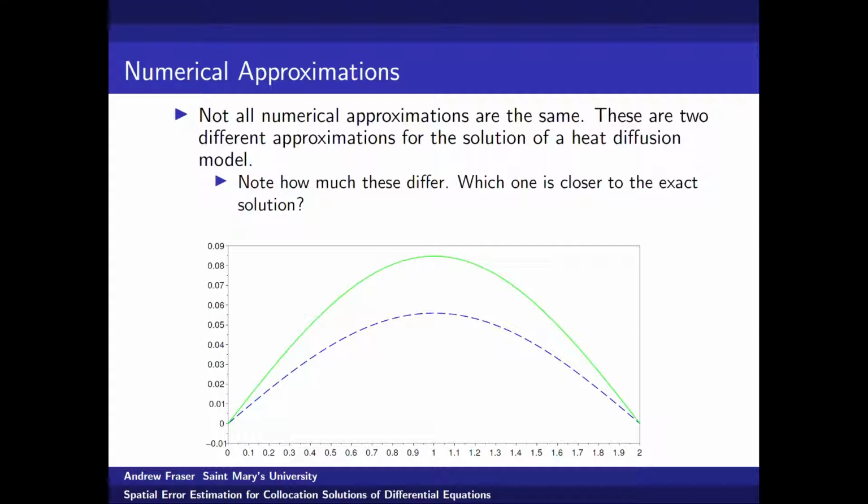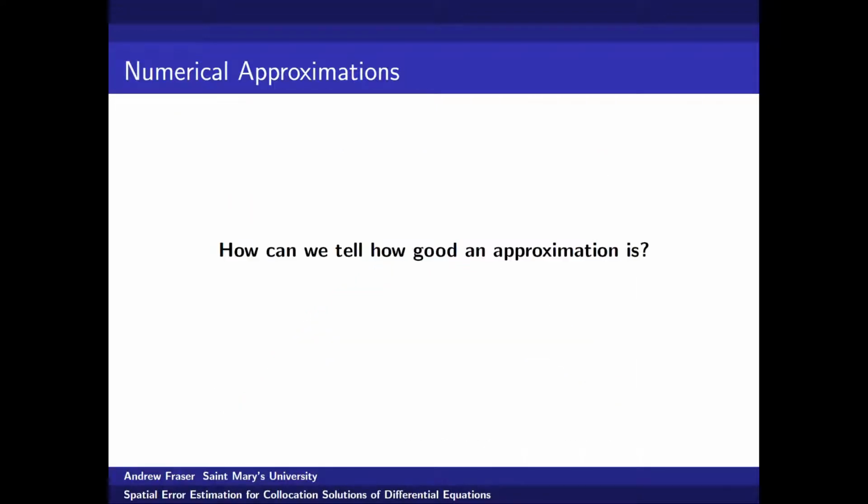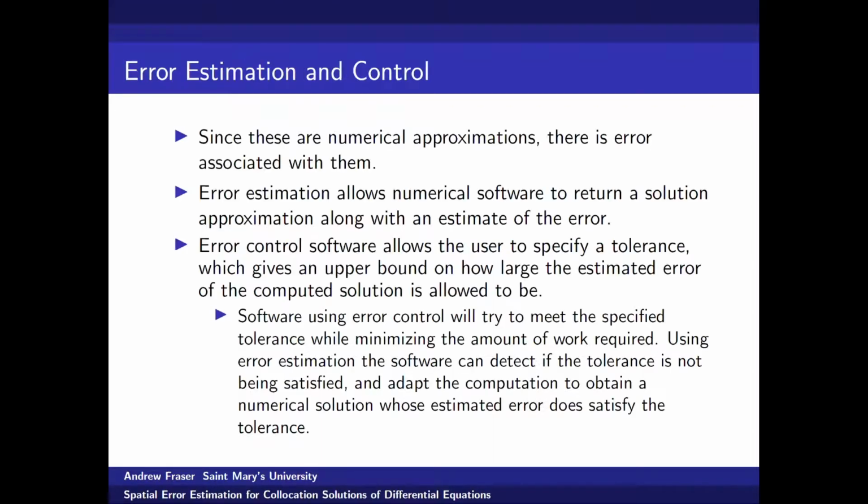Although not all numerical approximations are the same. Here we see two different approximations for the solution of the same heat diffusion model. And note how much these two approximations differ. Which one is closer to the exact solution? So clearly one of them is better, and that gives rise to the question of how can we tell how good an approximation is? This leads us to error control.